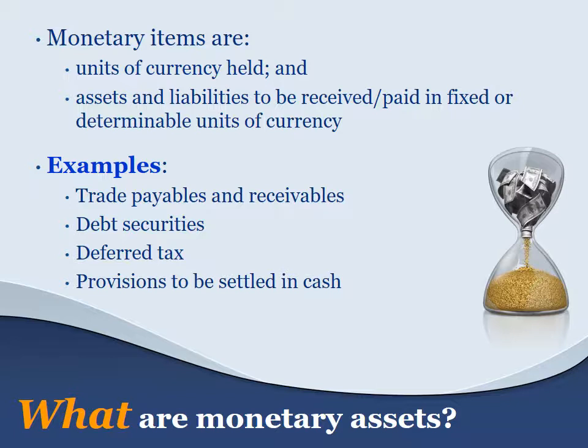Monetary items are units of currency that are held by an organization, or assets and liabilities that will be received or paid in a fixed or determinable unit of currency. The sort of things that you typically come across that would fall into this category of monetary items are trade payables and trade receivables. We spoke about these earlier, and also debt securities. Deferred tax, funnily enough, also fits in under this categorization. And any provisions that you carry on your books that you know will be settled in cash at some point in the future also meet the definition of a monetary item.